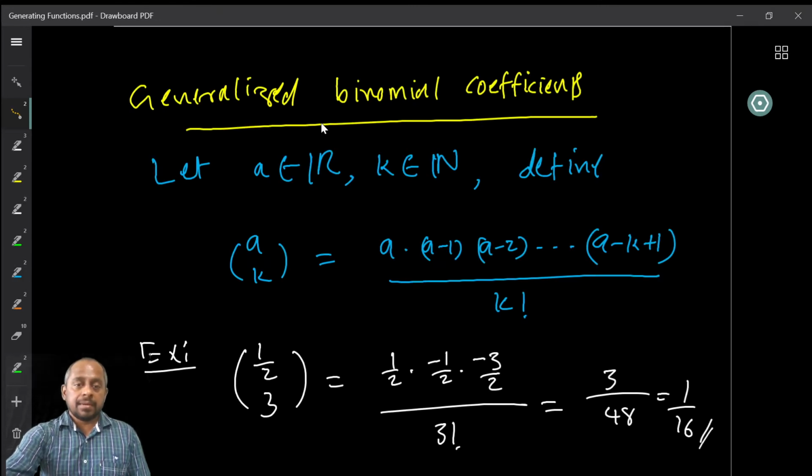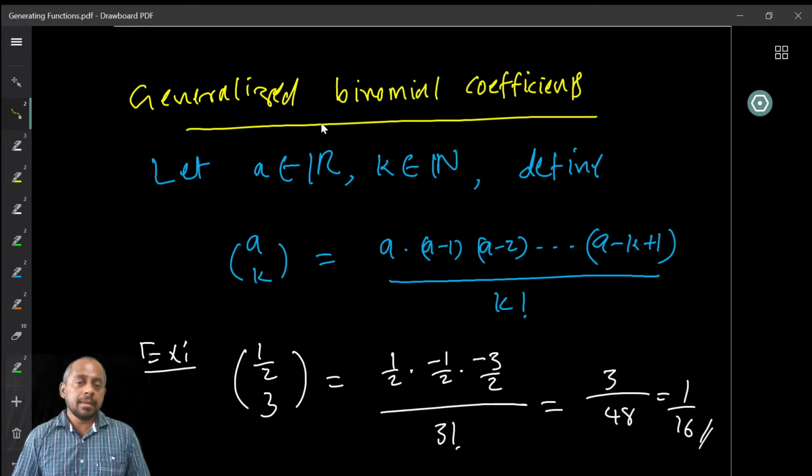Okay, so before proceeding further, we want to look at a generalization of our binomial coefficients. So you remember binomial coefficients, right? We defined the binomial coefficients for positive integers n and k. n choose k was defined to be n into n minus 1 into n minus 2, etc., n minus k plus 1, divided by k factorial. We could simplify this to n factorial by k factorial times n minus k factorial. That was possible in the case when both n and k were integers.